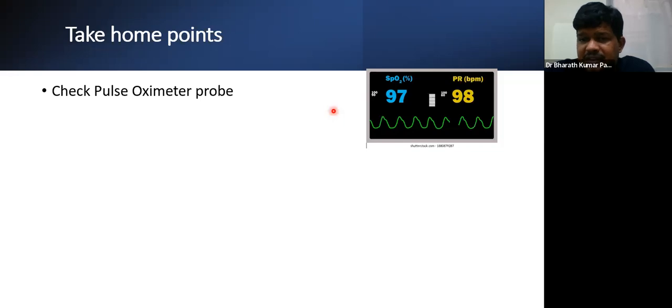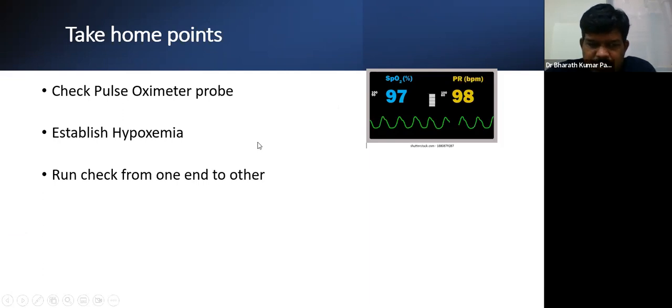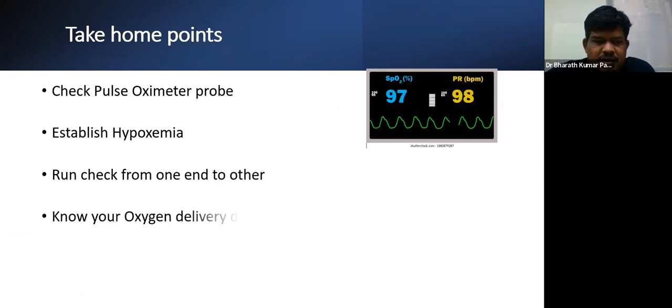If the patient has low saturation, even if the waveform is regular, then only it is called hypoxemia or hypoxia. And we have to establish hypoxemia by either checking the pulse oximeter waveform or by performing a blood gas and looking at the PaO2 of the patient. And whenever any alarm comes, especially on a patient on a ventilator, we have to run checks from one end to the other, that is either from the patient to the machine or from the machine to the patient.